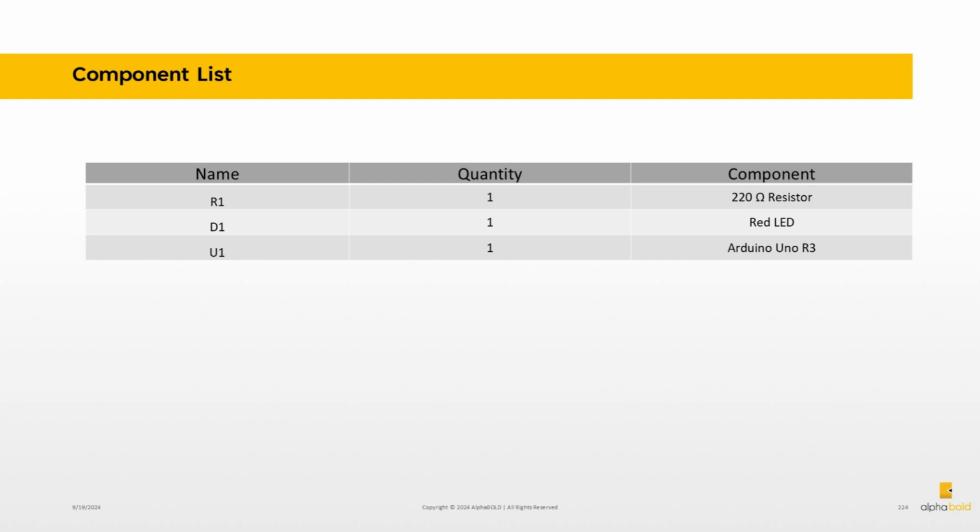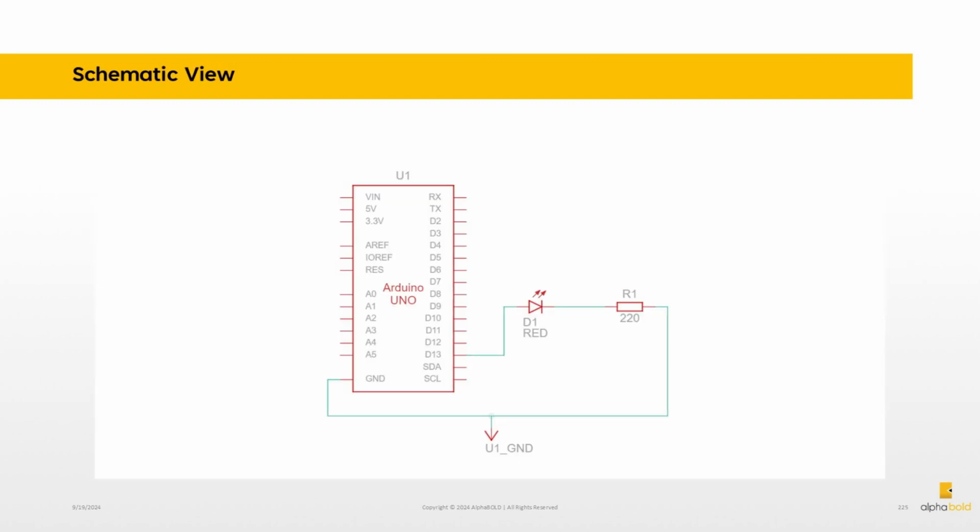This circuit requires one Arduino Uno, an LED, and a 220 ohm resistor. This schematic shows a simple circuit for controlling an LED with an Arduino Uno. The Arduino's digital pin 13 (D13) is connected to a red LED (D1) through a 220 ohm resistor (R1). The other end of the LED is connected to ground (U1_GND). The resistor R1 is crucial for limiting the current flowing through the LED, preventing it from burning out.